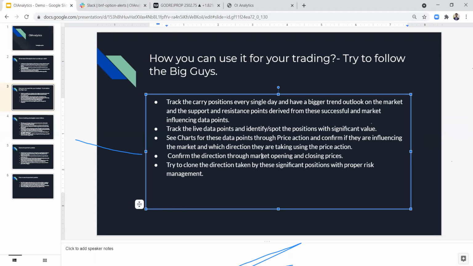So once you find a successful position, you try to clone and trade along with the position, right? Believe me, there's no fear of missing out. There's no FOMO that you need to have. It's not that immediately the alert comes and the market moves in that direction immediately. It doesn't happen that way.